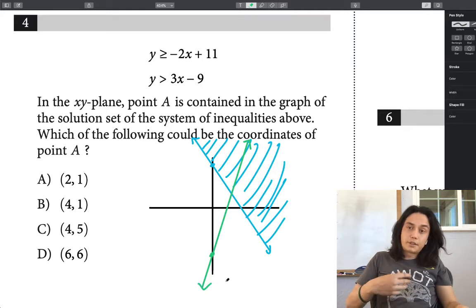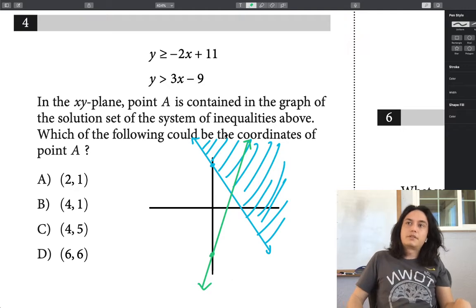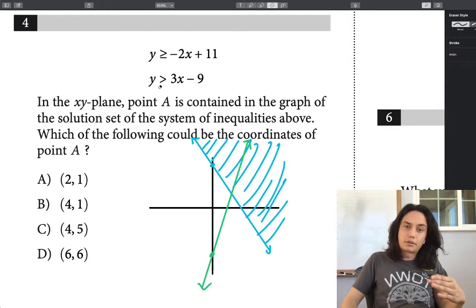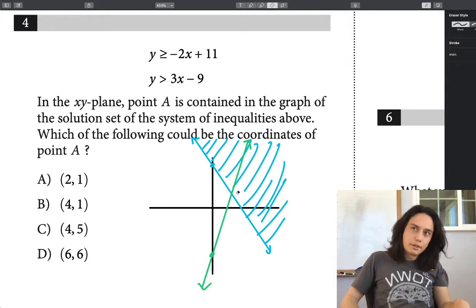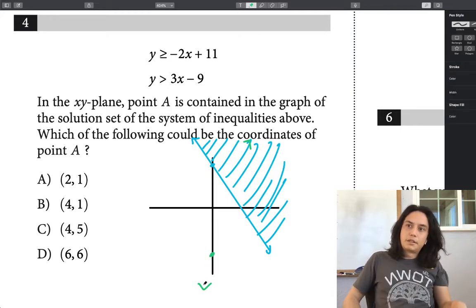Oftentimes graphs like this, especially for a question like question 4, again, this is an easy question, a graph like this should be enough. I guess technically speaking, if we're doing it right, because this is greater than, not greater than or equal to, points on this line don't work because they aren't actually greater than. Y isn't greater than 3x minus 9, it's actually the same thing as 3x minus 9. So if we're being good Boy Scouts and Girl Scouts, we're drawing a little dotted line here.